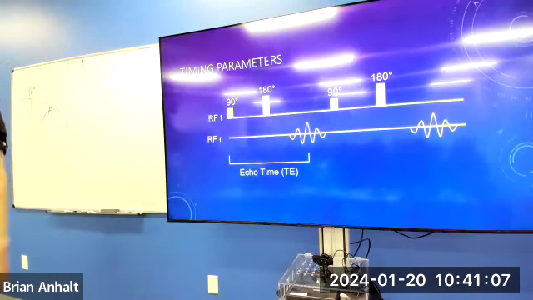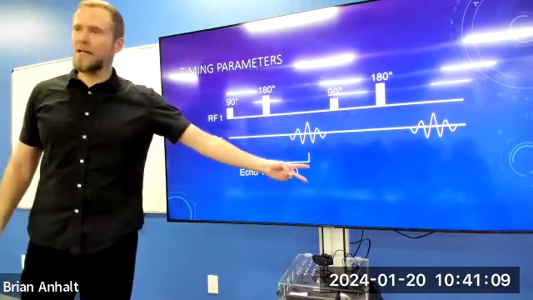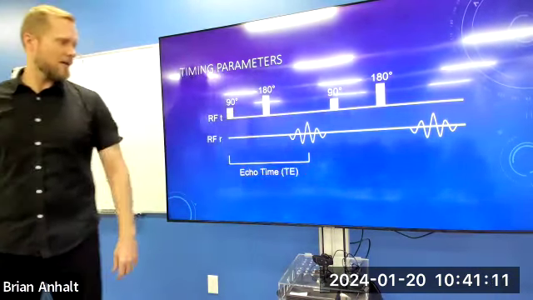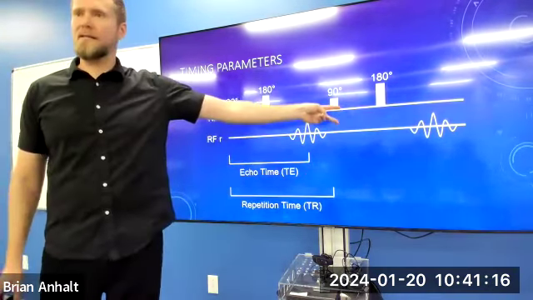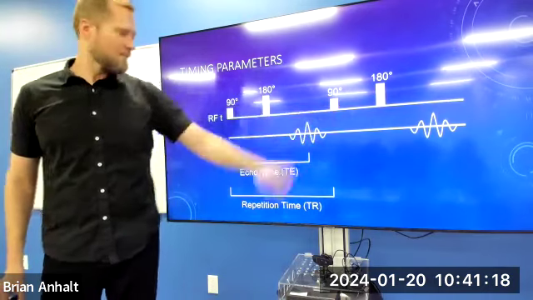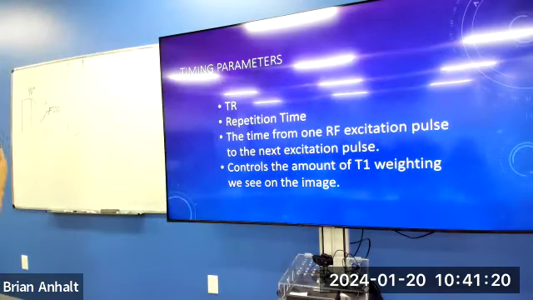Timing parameters. We talked about this, but let's do it again. TE, so the 90 to the peak of the echo, right? TR, 90 excitation to the next excitation pulse, right? TR, repetition time, the time from one RF excitation pulse to the next. This is all review, but it's good to go over it again.